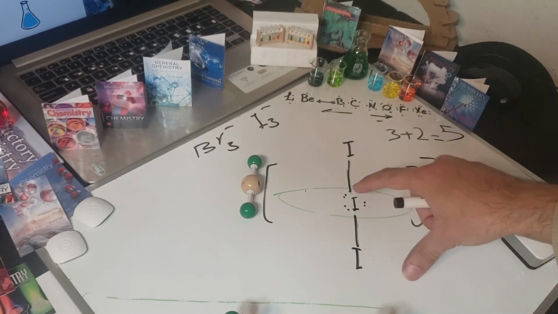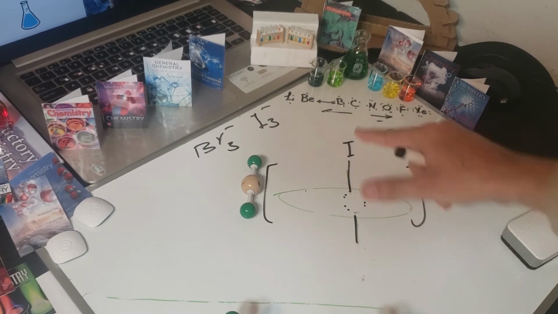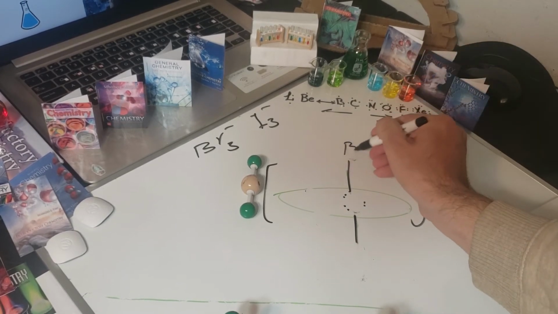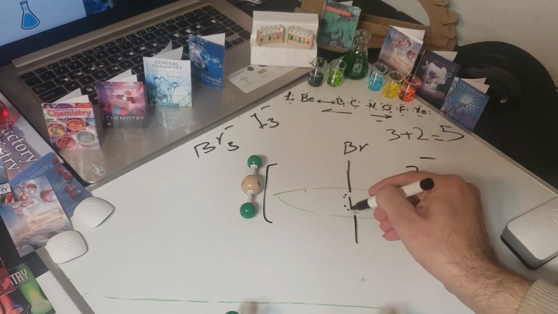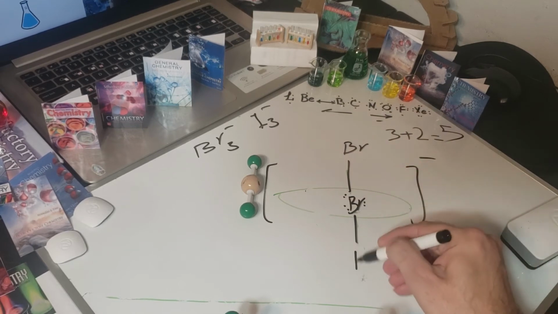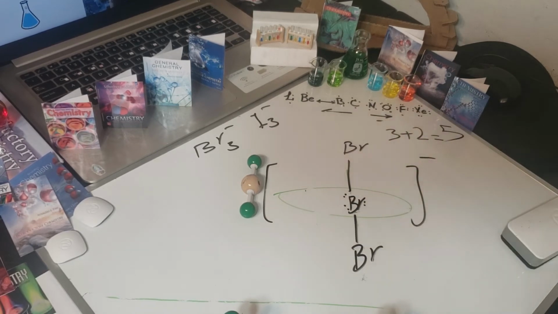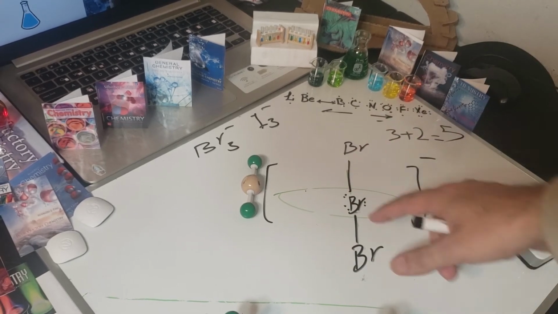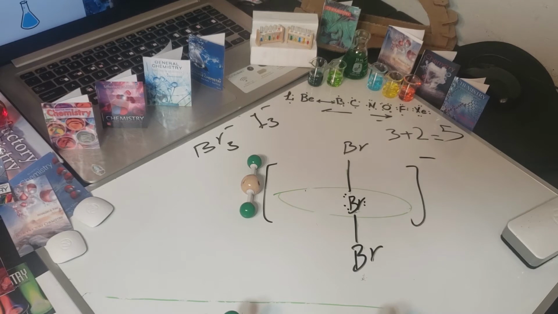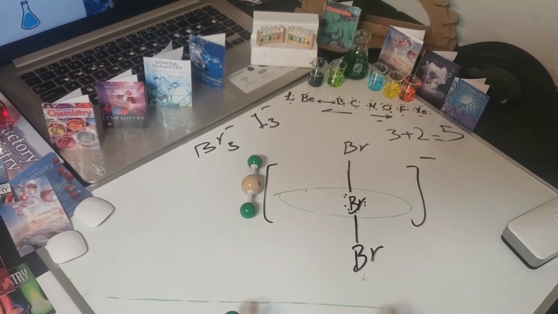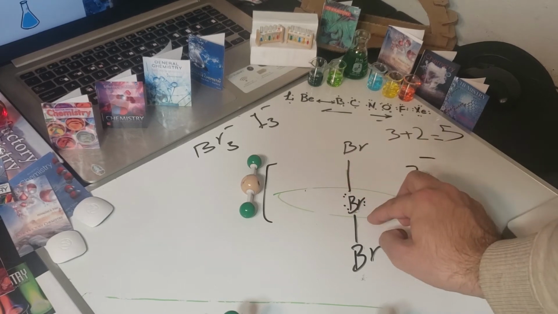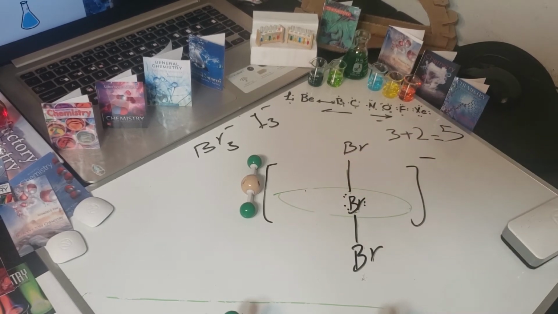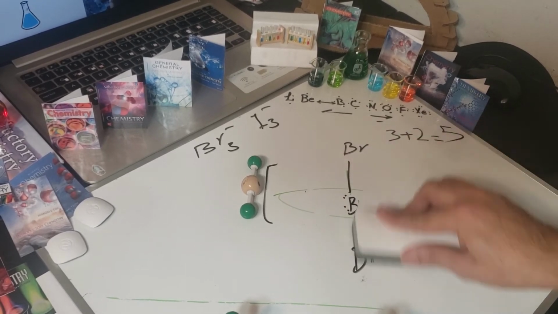BrI3 minus is going to be the exact same thing. I'm just going to show you that real quick. We're not going to do it from scratch because it's going to be the exact same process that we did for I3 minus, only replace bromide for iodine and you'll get that. We don't have Cl3 minus or F3 minus. They don't form because the central atom must be period 3 or more.